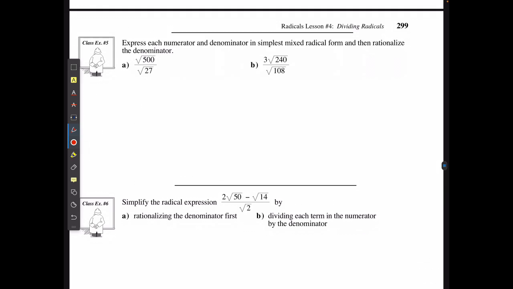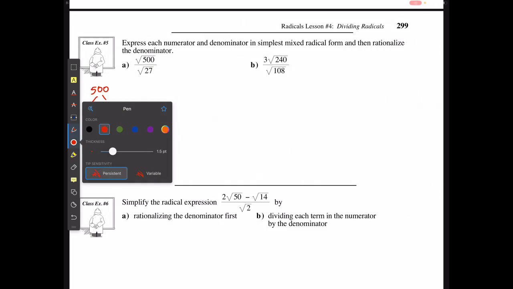So, if I'm expressing each numerator and denominator in its simplest mixed radical form and then rationalizing, well, all it wants me to do is just simplify as much as possible before I even start. So I could do my factoring tree for the 500 and for the 27 and then say, well, this is just going to be 2 in 250, 2 in 125, 5 and 25, and then 5 and 5.